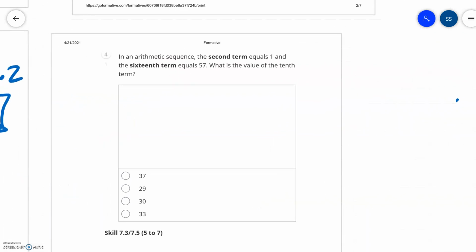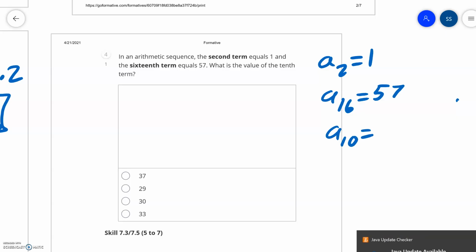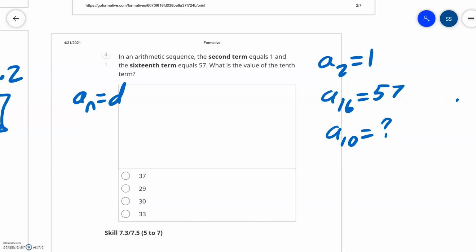Moving on to the fourth. This one is an arithmetic sequence. They told me that the second term is equal to 1. They've told me that the 16th term is equal to 57. What is the value of the 10th term? So very similar to the last one, but this one's arithmetic. So I know that my explicit formula is going to resemble something like this. Again, this is with the first term. One of the things we try to emphasize is I can start anywhere. So I'm going to start at the second term. Okay, so let me put the second term in there. So this would be n minus 2.